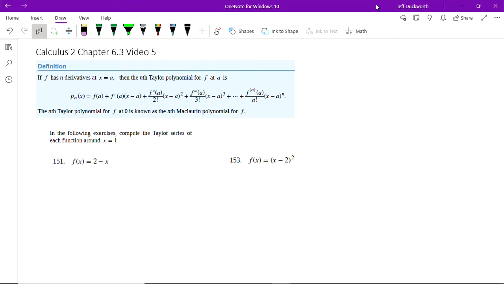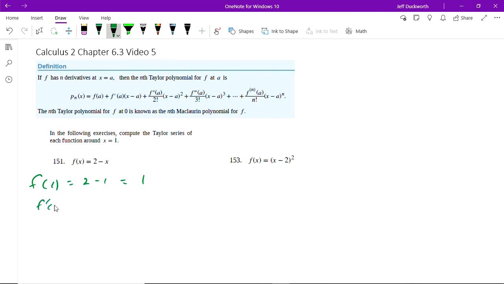All right, the next section I had you do in the homework deals with these sort of problems here. It says, in the following exercise, compute the Taylor series of each function around x equals 1. So again, it looks like it's going to terminate. In fact, the first one's going to terminate pretty quickly. So first of all, we're going to look for f at 1, and that's going to be 2 minus 1, which is equal to 1.